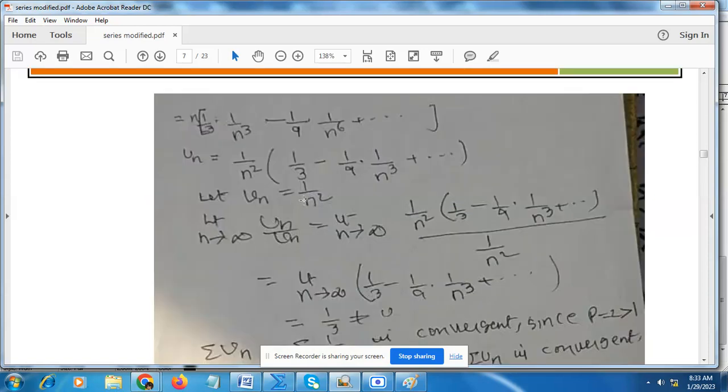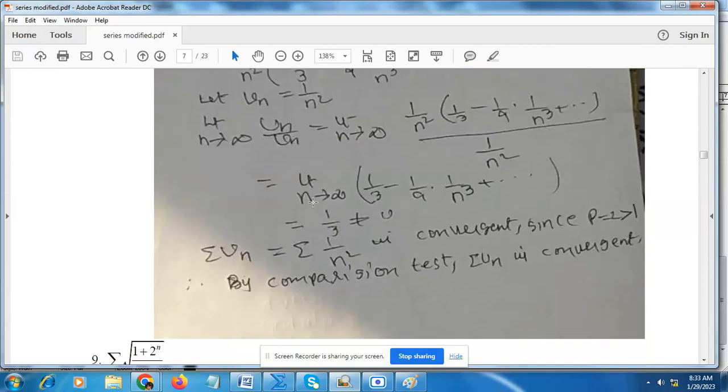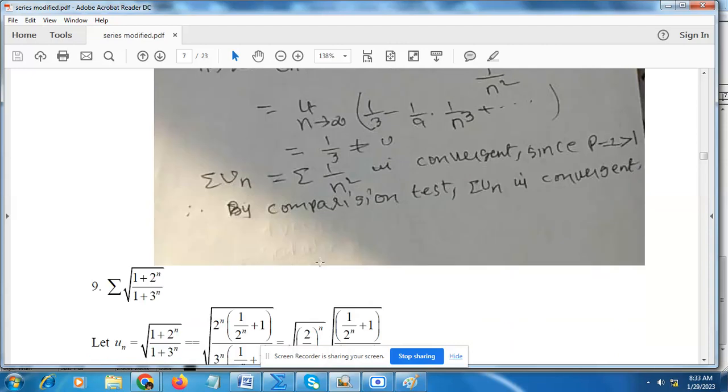Then you take 1 by n square as Vn. So basically, sigma 1 by n square converges according to the p series. So sigma Vn converges. By comparison test, sigma Un also converges.